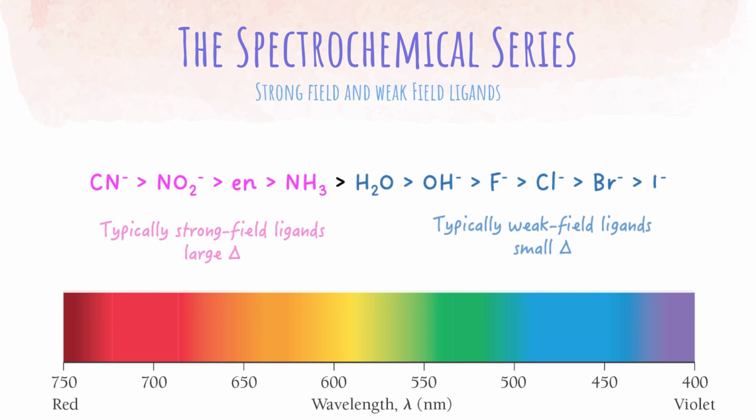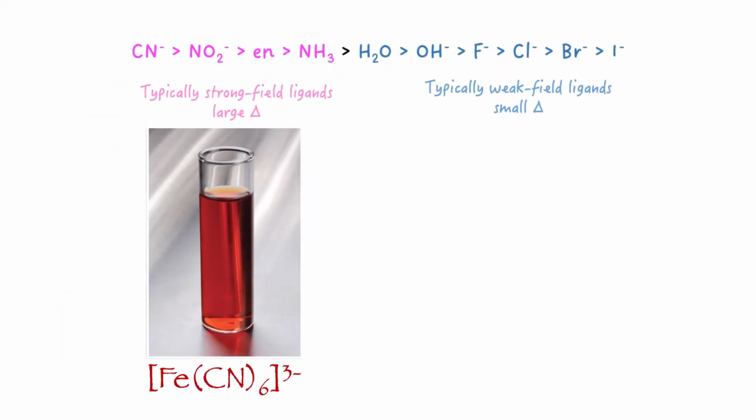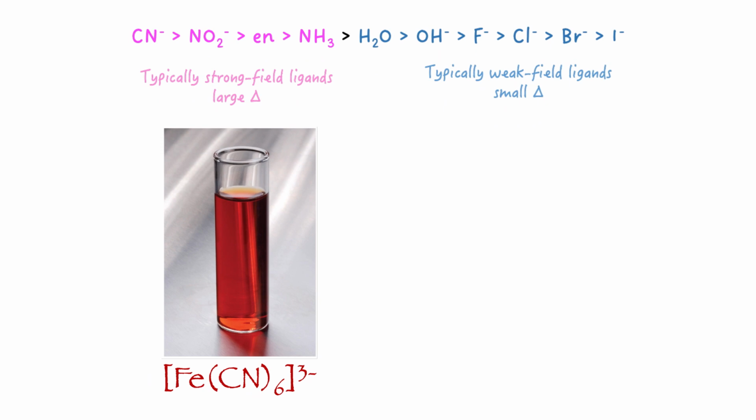The magnitude of a crystal field splitting in a coordination complex depends in large part on the ligands attached to the central metal. The spectrochemical series arranges selected ligands from strong field to weak field. A strong field ligand is associated with a large value of crystal field splitting energy, and since the energy is inversely proportional to the wavelength, we can expect strong field complexes to absorb photons of lower wavelength. In this case, the complex ion hexacyanoiron 3 appears to be a deep red solution because it absorbs light of lower wavelength.